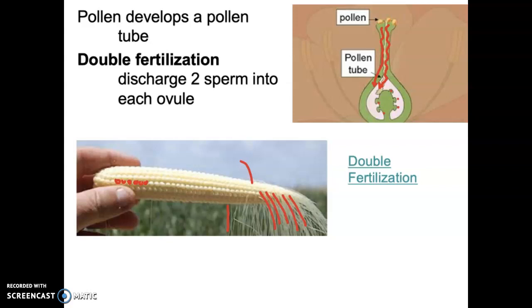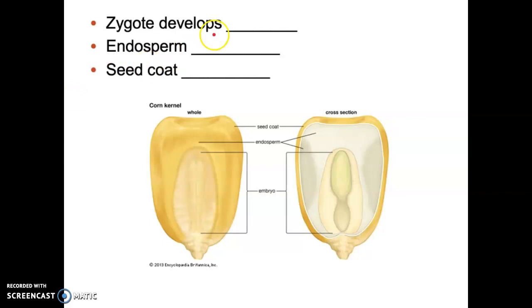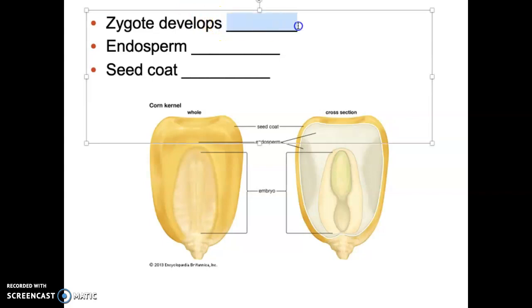Okay, so now what gets really cool with this is two sperm swim down, one sperm hits and becomes a zygote. So the zygote develops into the embryo. The second sperm develops into this thing known as endosperm.